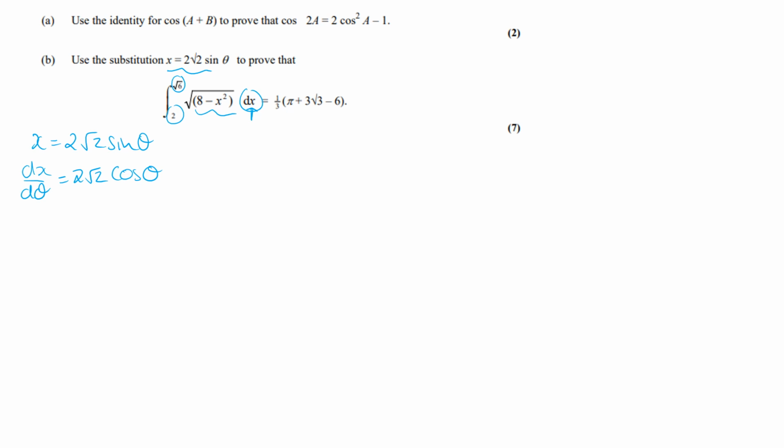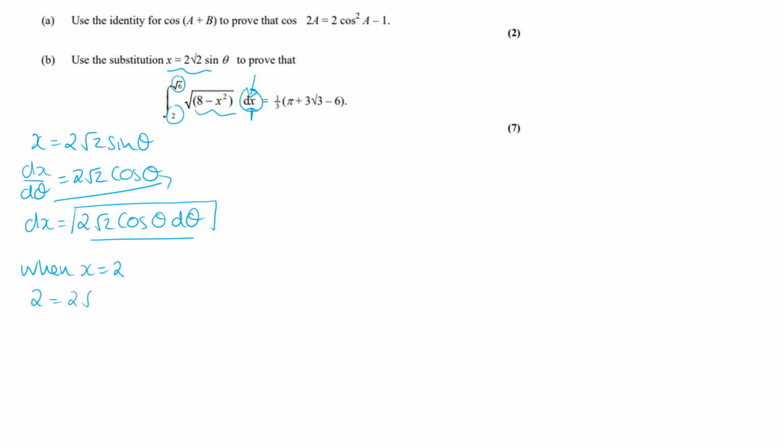Now, informally, although dx by d theta is not a fraction, we can just cross multiply and write that dx is equal to 2 root 2 cos theta d theta. So when we're going to substitute in for that dx, it's all of that expression that will stand for the dx. Let's have a look at the limits now. When x is equal to 2, 2 will equal 2 root 2 sine theta. Cross multiplying 2 over 2 root 2 is sine theta. The 2's will cancel and we'll get that sine theta is 1 over root 2.